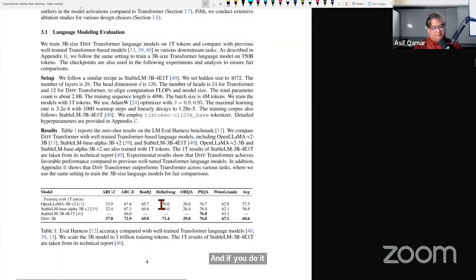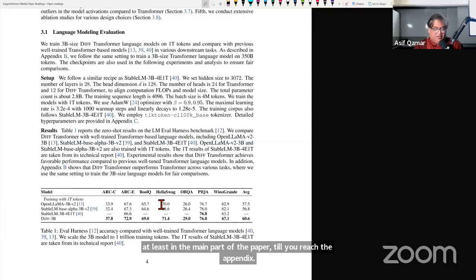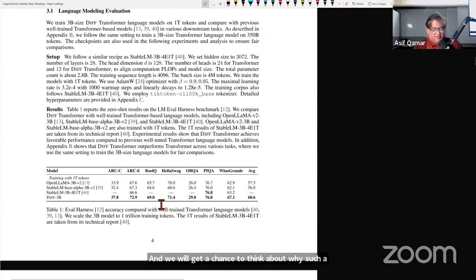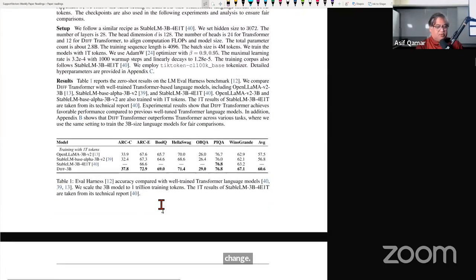And if you do it, this is what happens. When we look at the results, one thing I found interesting is that in the main part of the paper, until you read the appendix, you don't quite get a clue why it worked. We will get a chance to think about why such a simple change has what seem to be significant results. But the results are quite significant.